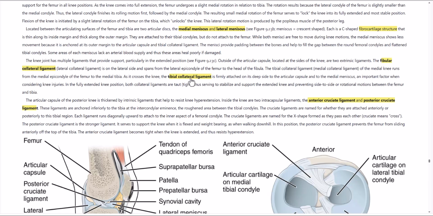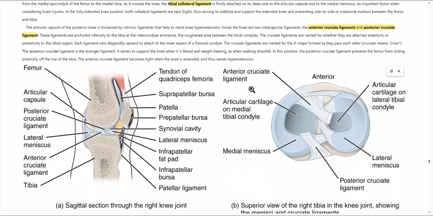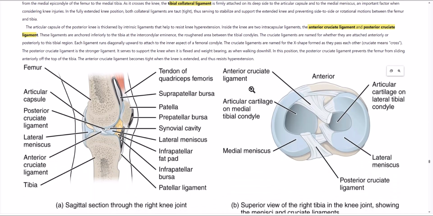And lateral just means on the side. So the tibio-collateral ligament is on the side with the tibia, and the fibular collateral ligament is on the side with the fibula. Don't make this difficult. The names, everything names itself pretty straightforward.